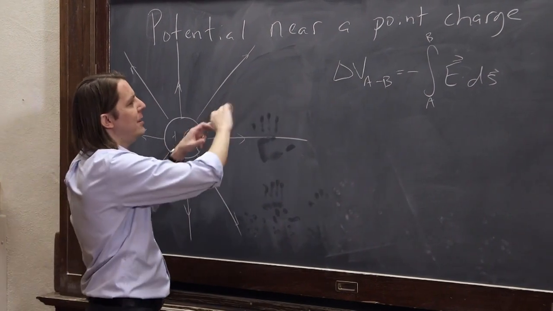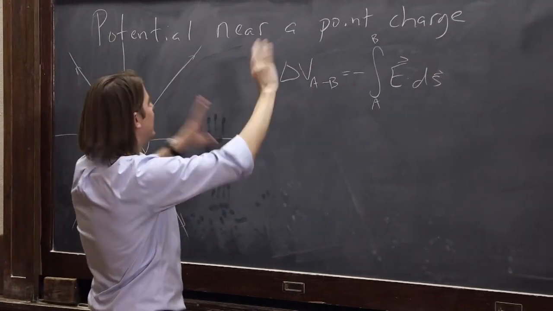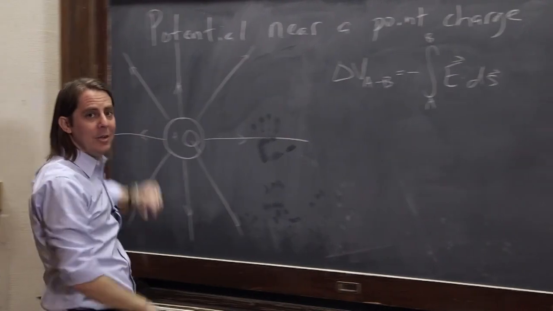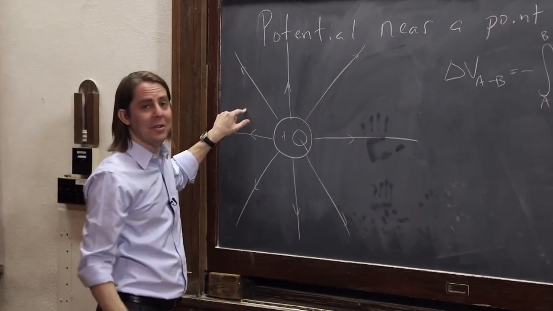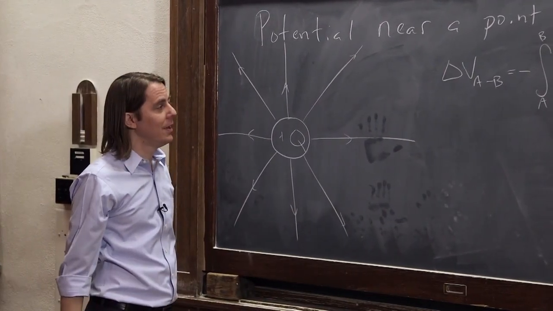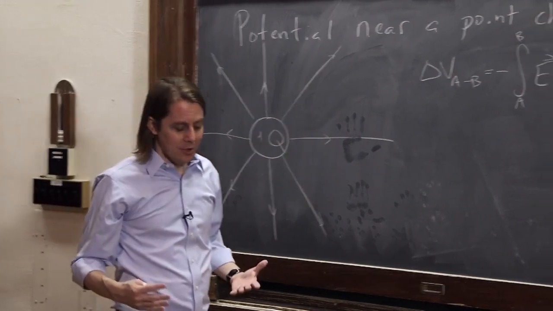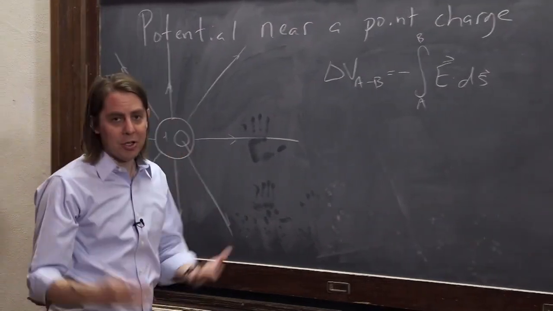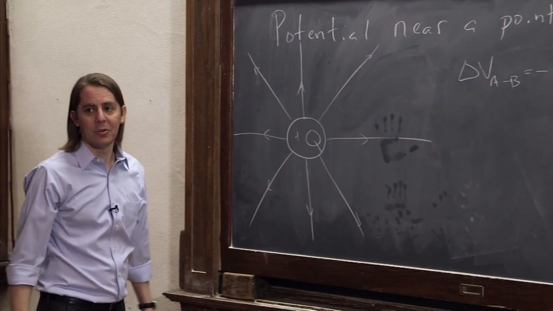Now, I've erased my little A to B there, but here it could be anywhere. It could be A to B, from any A to any B. It could even be the same point, and you get no potential difference. Okay? So now, to really get the potential near a point charge, we have to actually plug in the formula for E and figure out what's going on.